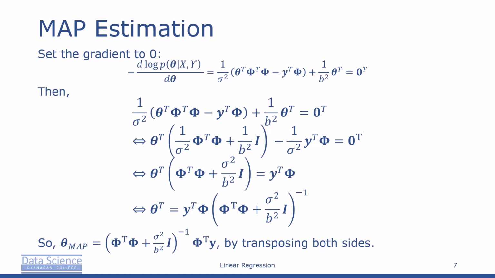If we compare this MAP estimate with the maximum likelihood estimate, we see that the only difference between the two solutions is the addition of the term sigma squared over b squared in the inverse matrix. This term ensures that Phi transpose Phi plus sigma squared over b squared I is symmetric and positive definite, which means the inverse exists and the MAP estimate is a unique solution of the system of linear equations. Finally, it's worth noting that that term reflects the impact of the regularizer.